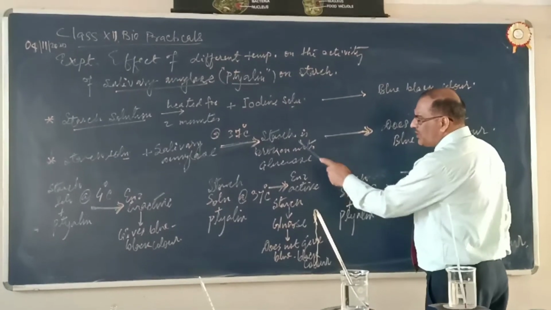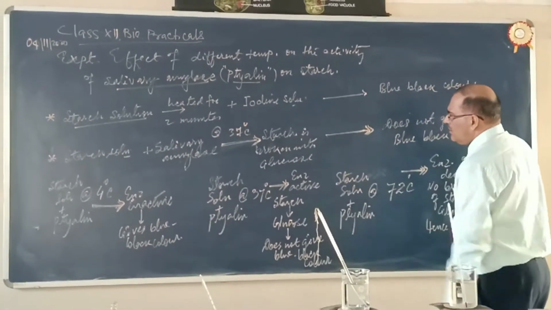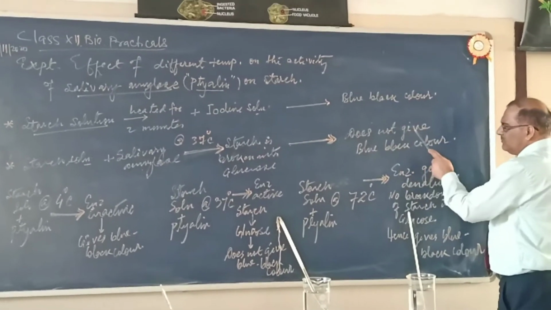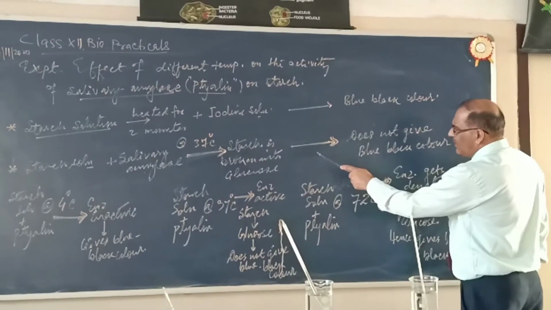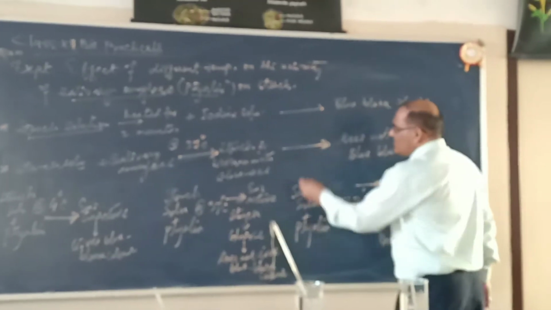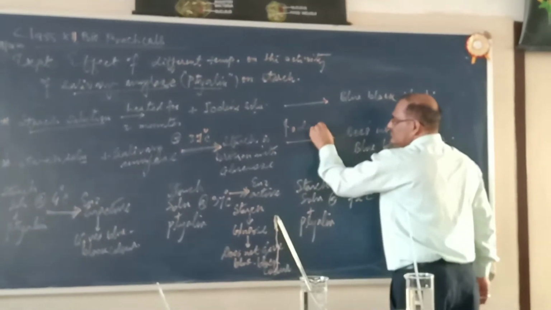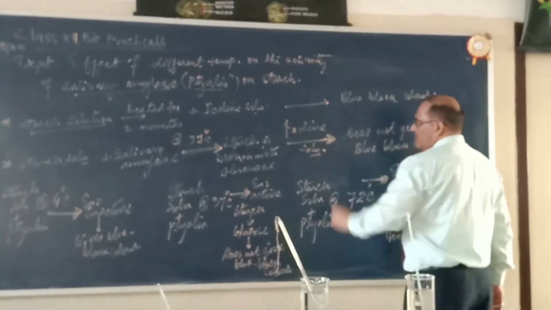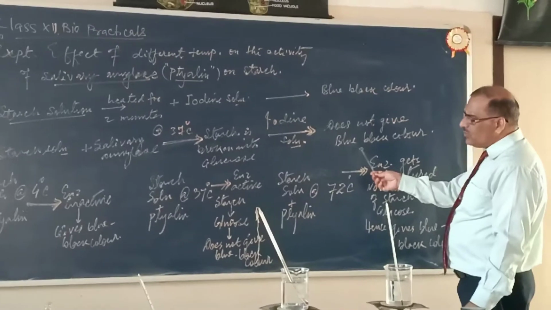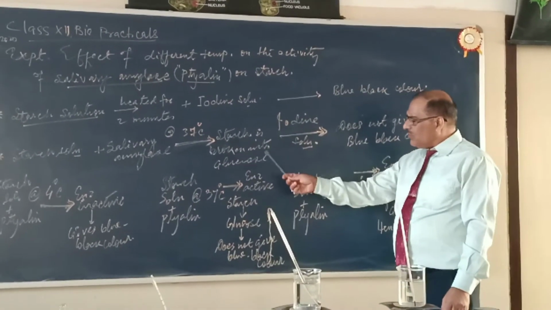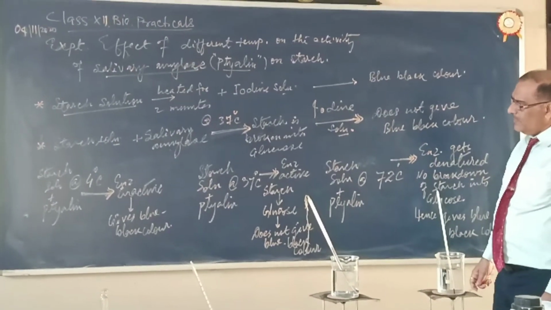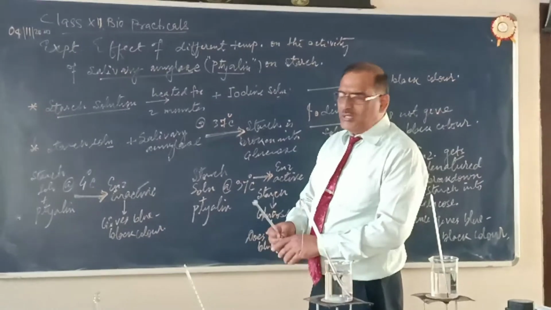Once the starch is broken into glucose, and then after heating, if you add iodine solution into it, it will not give blue-black. In this case I have used the iodine solution, and it is not giving the blue-black color. What is the reason behind this? Because the starch has been broken into glucose, and glucose does not give it. Glucose is a kind of monosaccharide. This does not give blue-black color on adding iodine solution. Okay? So this is the theory part of the practical.